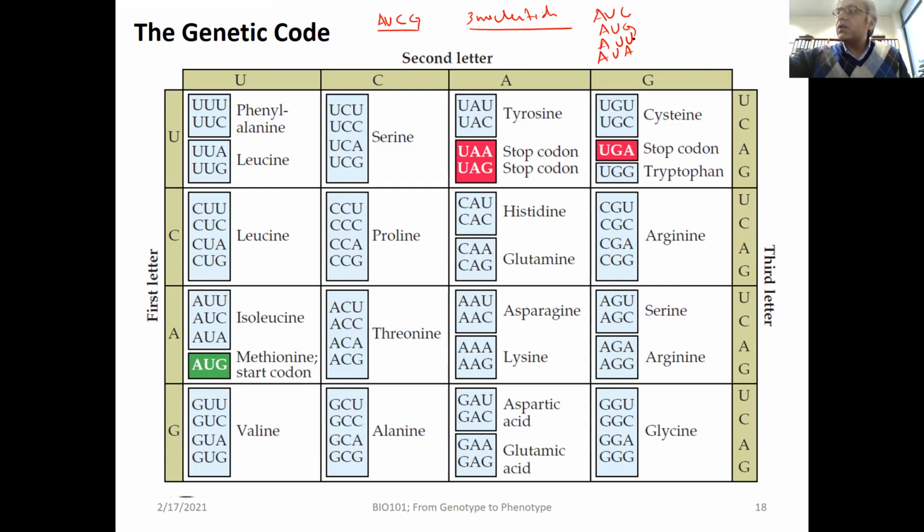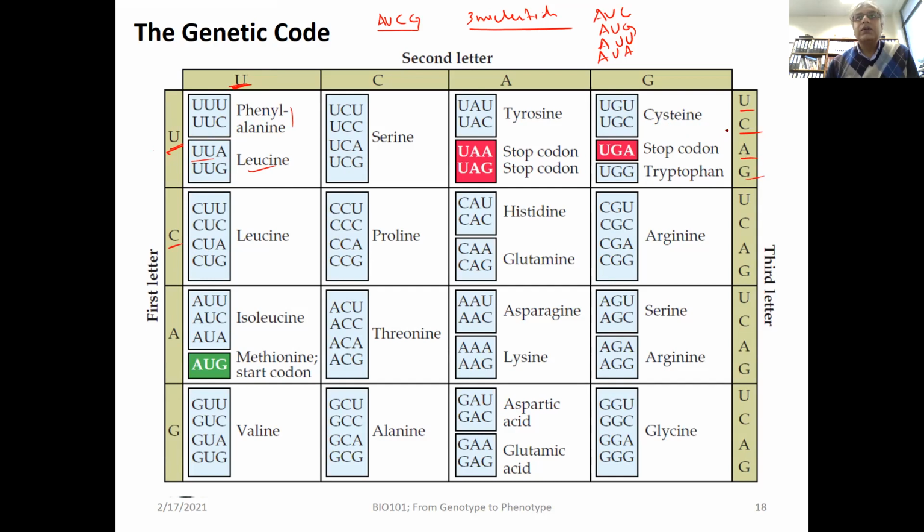Now, what is encoded by those 64 combinations? We call the genetic code degenerate. What is degeneracy? It means more than one codon encodes the same amino acid. For example, U, it encodes phenylalanine. C, it encodes again phenylalanine. A, it encodes leucine. G, it encodes leucine.